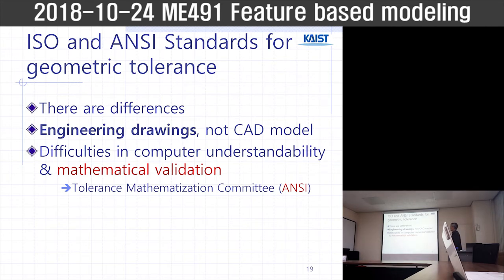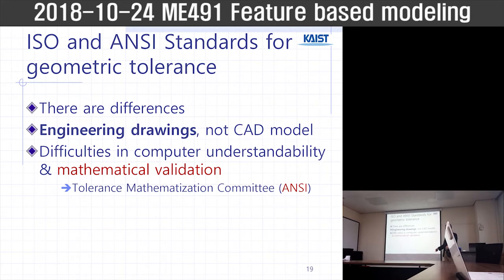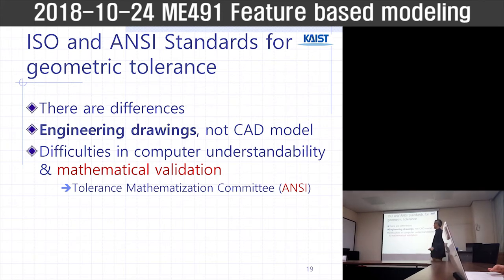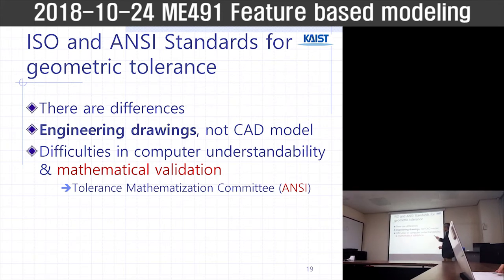Engineering drawings, not CAD models. An engineering drawing is 2D paper, sometimes drawn by pen, and a CAD model is usually 3D. They must be the same, but sometimes they are different because of versioning or other reasons. And computer understandability: it is given to robots, so robots should understand this.